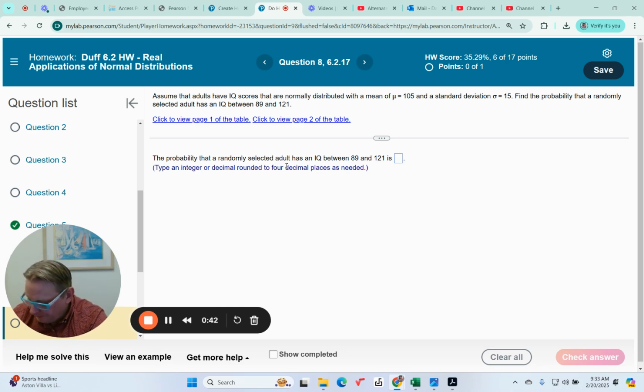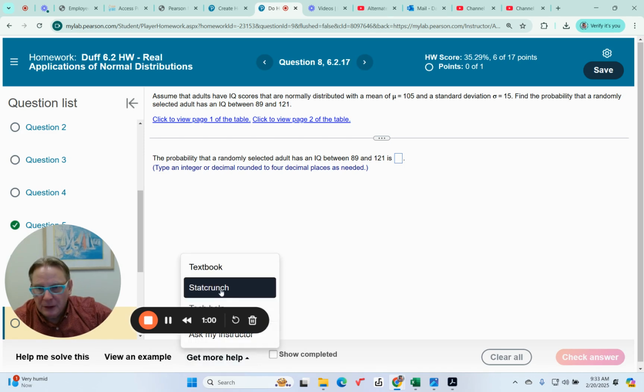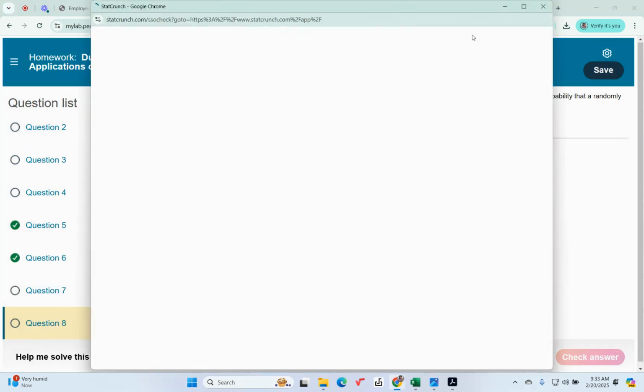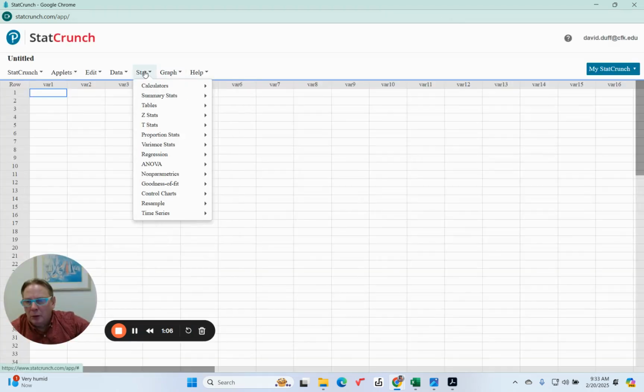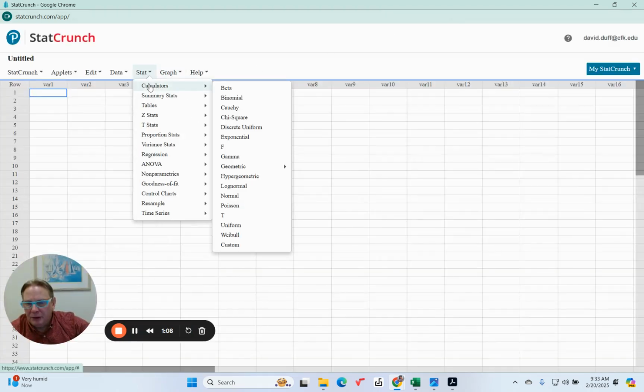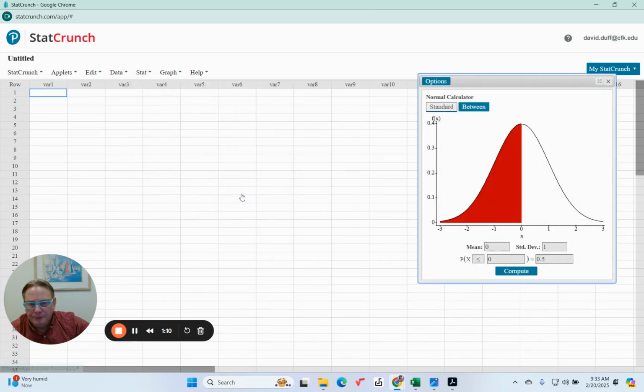So I'm going to write down 89 is less than X is less than 121. All right, so we're looking for a probability, which means we're looking for an area, right? So we're going to go to StatCrunch. And like before, we're going to go to Stat, Calculators, Normal.